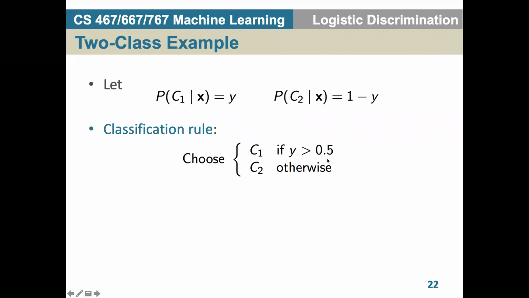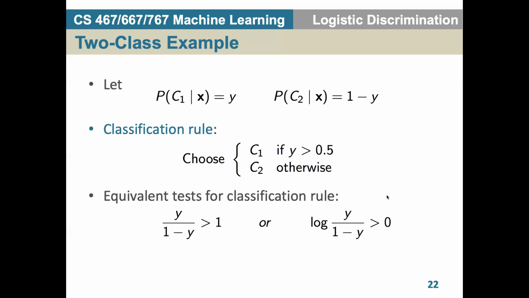The classification rule will be very simple. According to X, if you find that your probability of belonging to class 1 is larger than 50%, you will choose class 1. Otherwise, you will choose class 2, because the other class is more than 50%. Equivalently, we can write it like this: if Y divided by 1 minus Y is larger than 1, then you will choose class 1. The reason is simple: this is equivalent to Y being larger than 1 minus Y, so class 1 is more likely and class 2 is less likely.